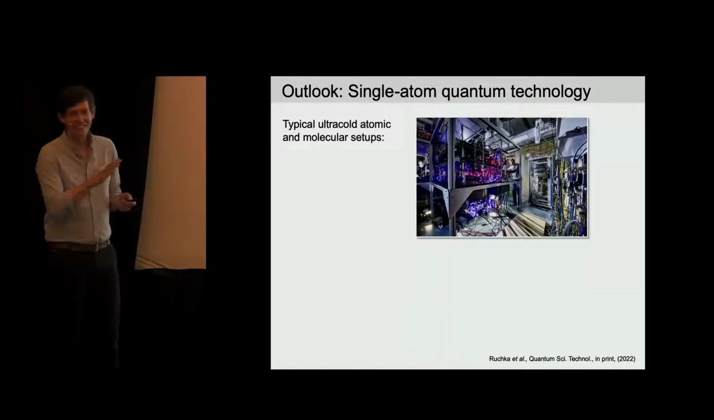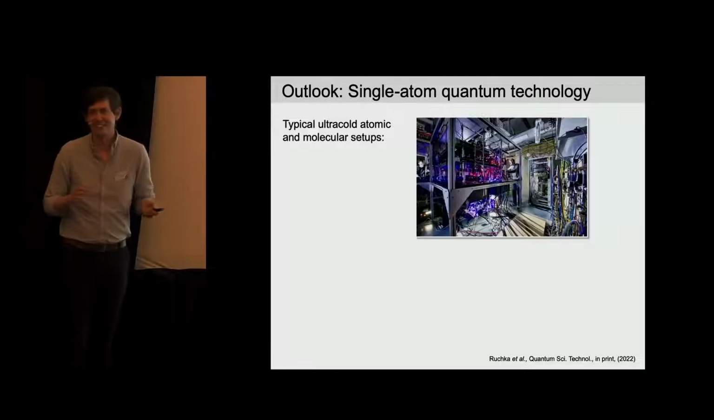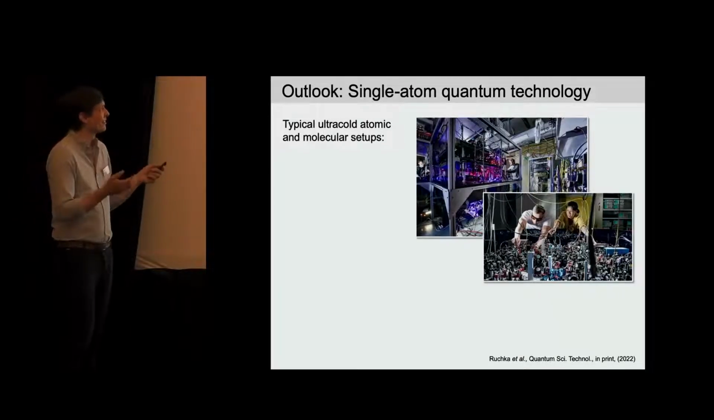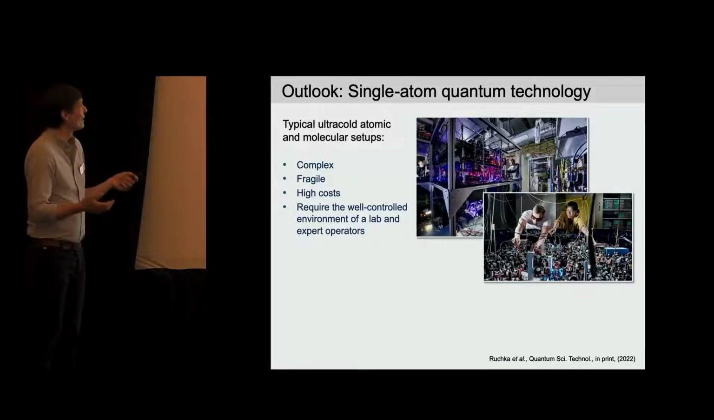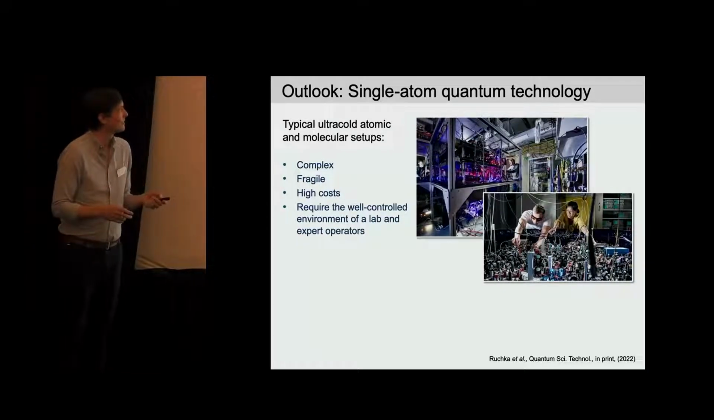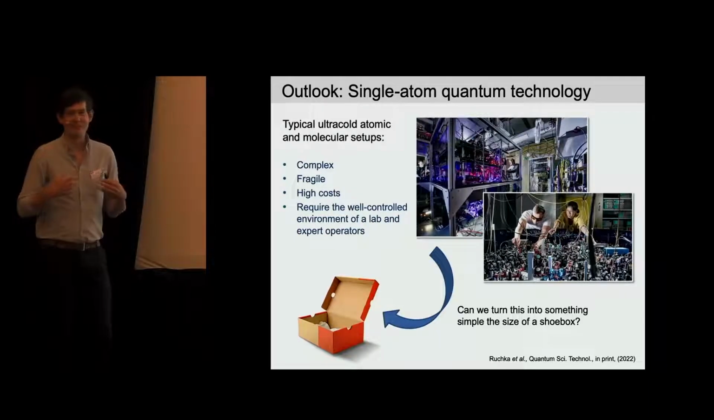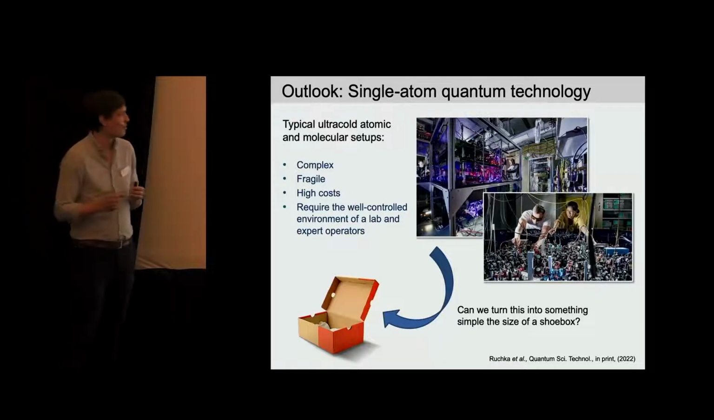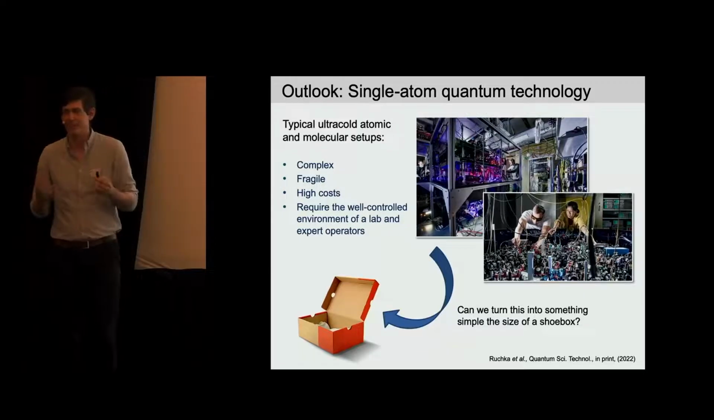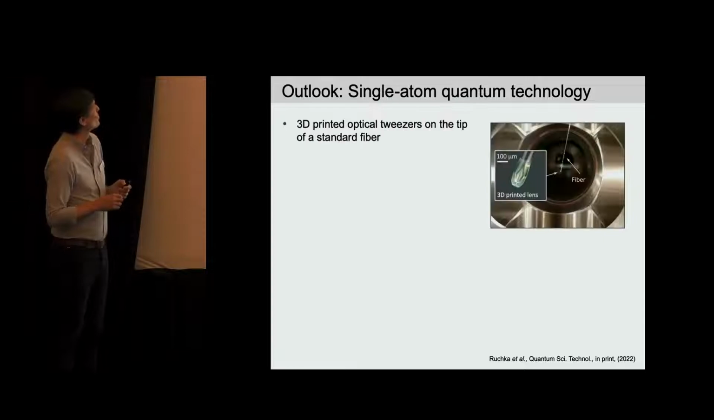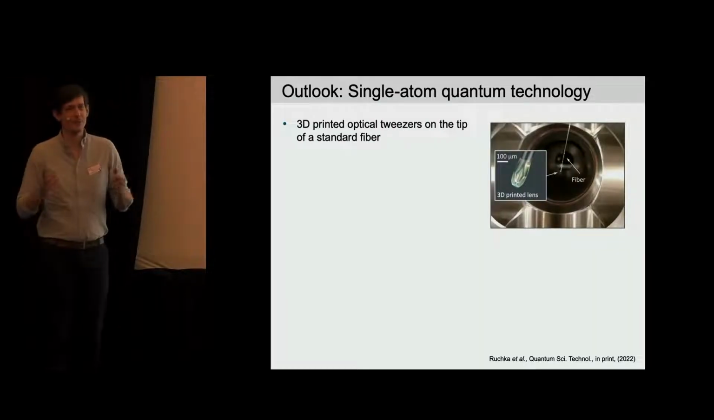So the problem with these experiments is obviously they're very, very complicated. You need a lot of lasers, a lot of stuff. It's complex, it's fragile, it costs a lot, and you need a lot of experts to actually run this. And so what we thought is whether we can build something more compact, something that can eventually fit into a shoebox. And our approach to this is actually 3D printing.